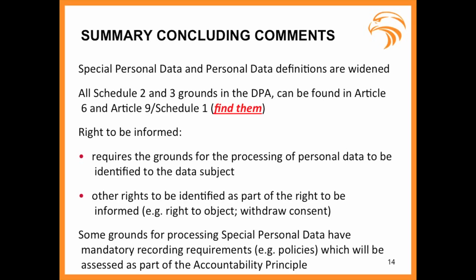So we say, concluding comments, special personal data and the personal data definitions are widened. Okay? So the areas where you need an Article 6 ground and an Article 9 ground are widened also. Find them. What you're using now, where is it in the legislation? Remember, the right to be informed means that the grounds that you're using is identifiable to the data subject. And I said, if I say to you, this is necessary for a legal obligation, what are you going to say? Which obligation? Okay?